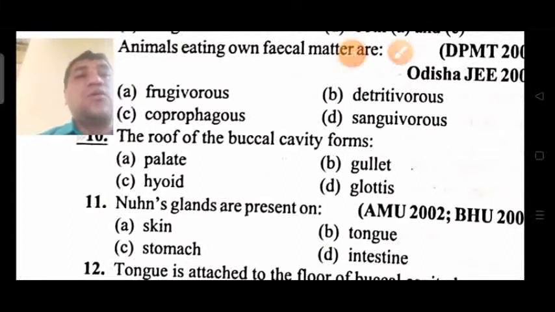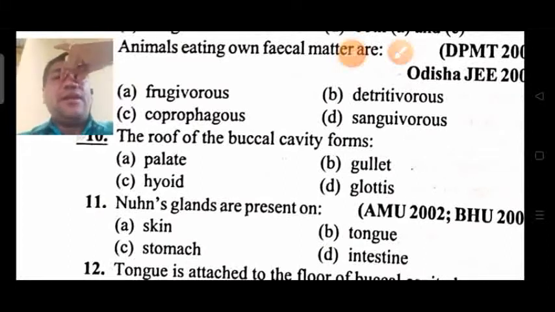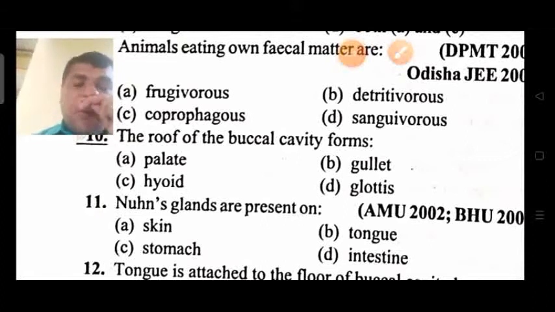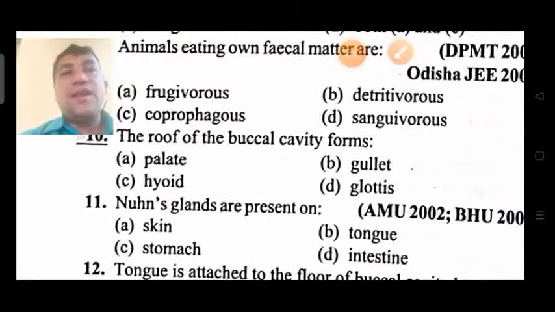Palate is going to separate the nasal cavity from the oral cavity, and it is forming a hard plane-like structure in the upper part of the skull region, which is the roof for the oral cavity. And you can see that the gullet is generally present in other organisms, and it is nothing but the alimentary canal.